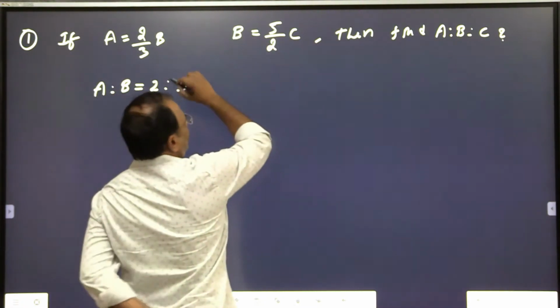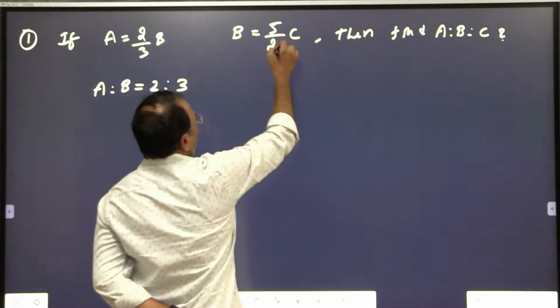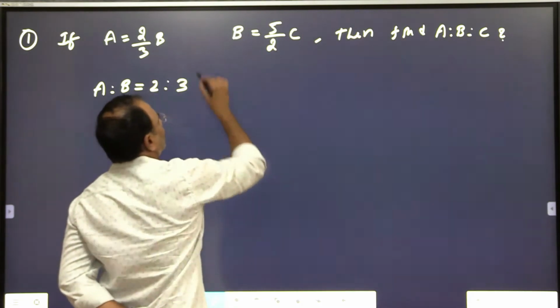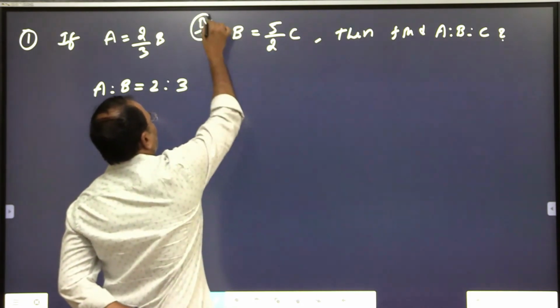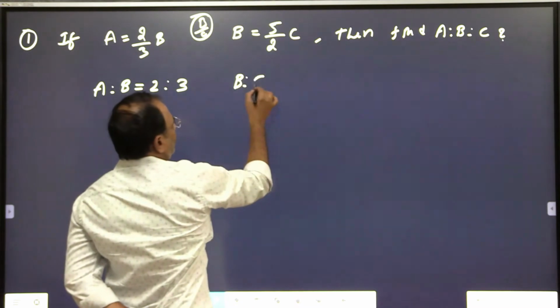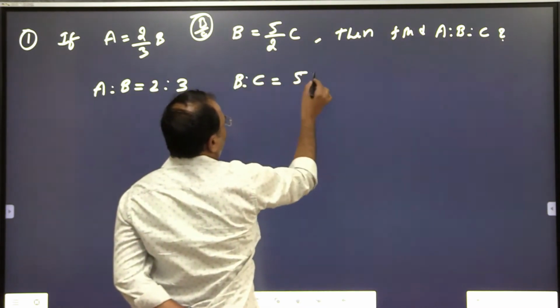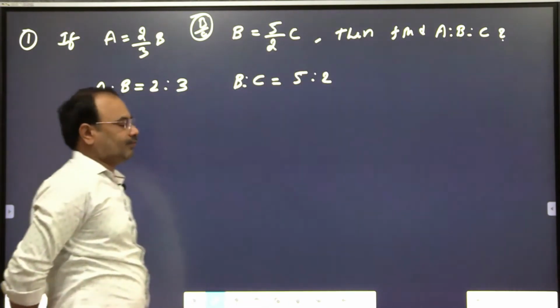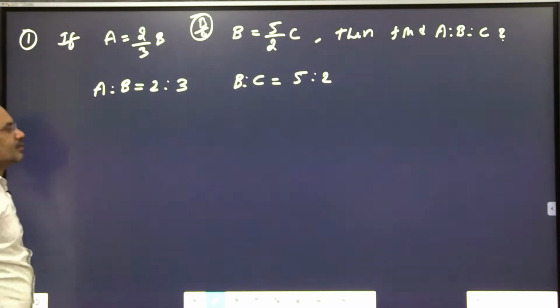In the same manner, b is equal to 5/2 c. c comes over here, so b by c. This b by c becomes b is to c, which is equal to 5/2, that is 5:2. So a is to b is equal to 2:3, and b is to c is equal to 5:2.